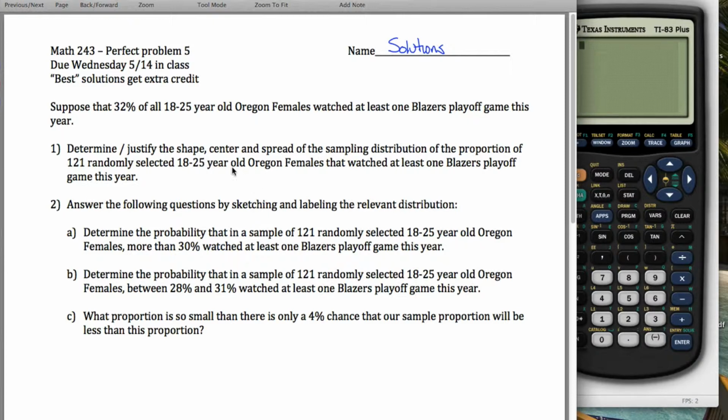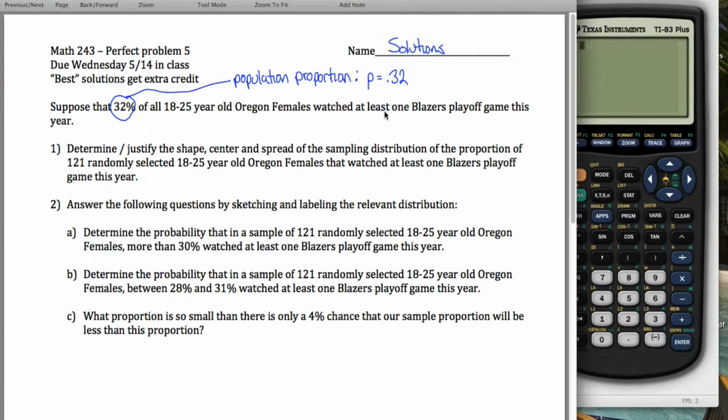So when you read through these problems, you want to pick out key pieces of information. What we have here is it says, suppose that 32% of all 18 to 25-year-old Oregon females watched at least one Blazers playoff game this year. Fine, whatever. All I care about is this number. This is my population. The word all is kind of a key there. Proportion. And the symbol we have for that is P, or rho, and it is equal to 0.32.